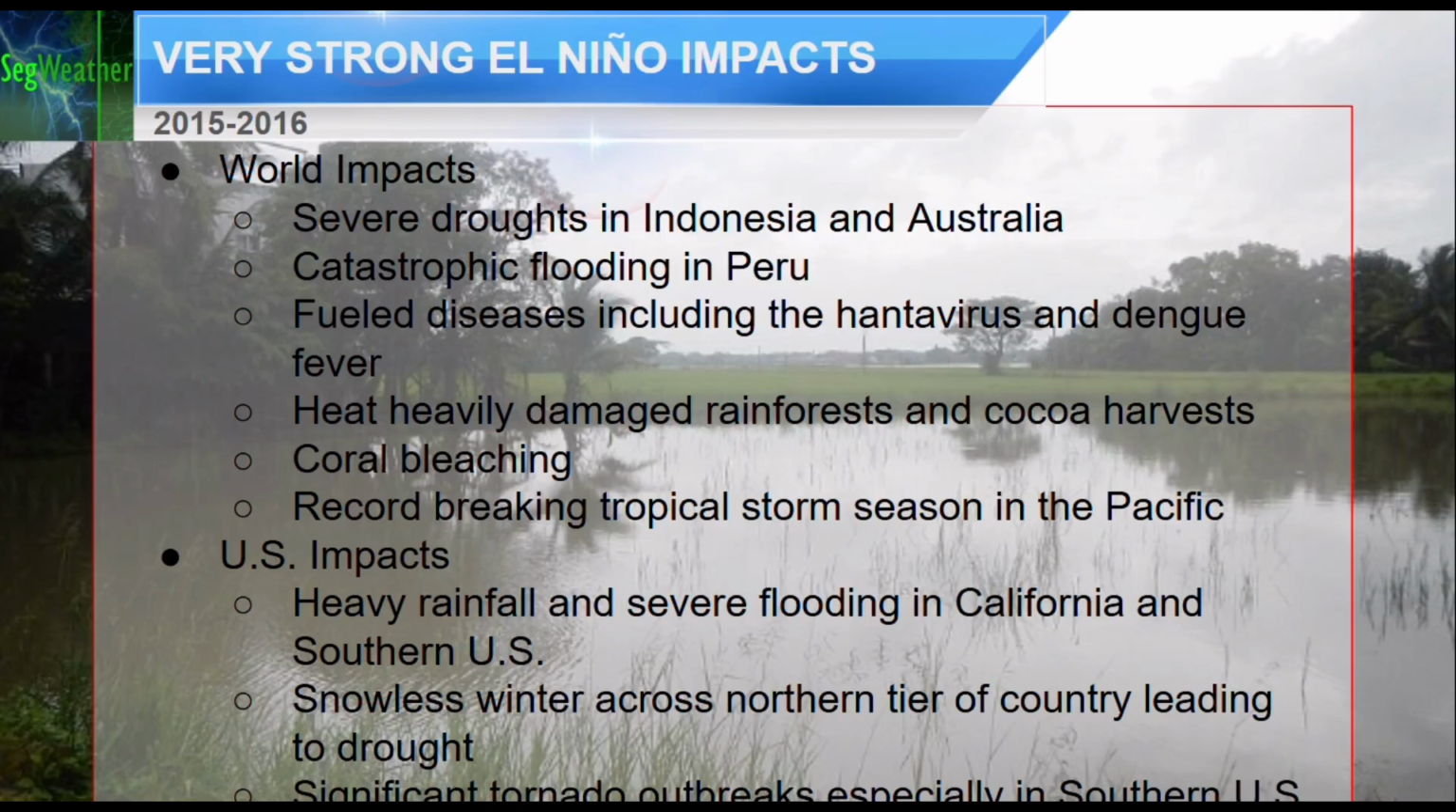And then U.S. impacts were mainly heavy rainfall and severe flooding in California, and also the southern U.S. with heavy rainfall and storms. The northern parts of the U.S. experienced a snowless winter and also quite a bit of drought. It was one of the driest winters for the northern part of the region in a while, and significant tornado outbreaks did occur in the southern U.S. as we had some pretty intense storms that winter.